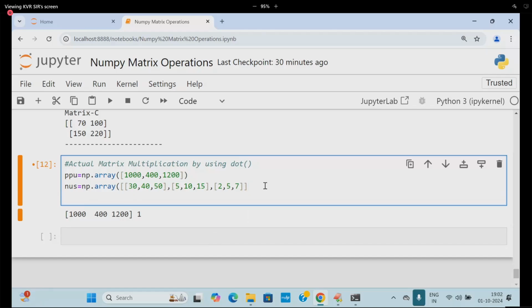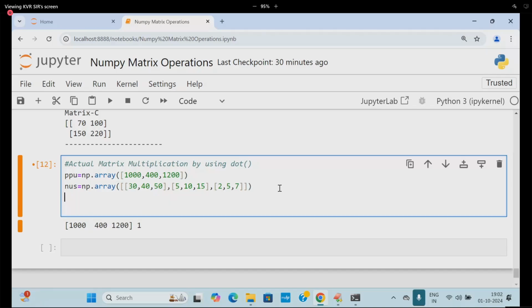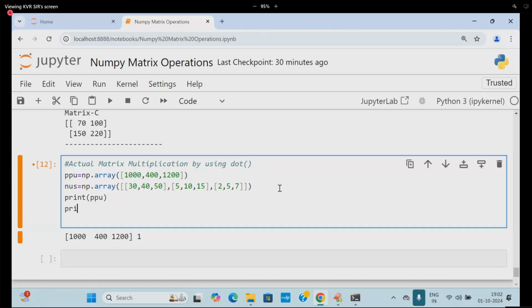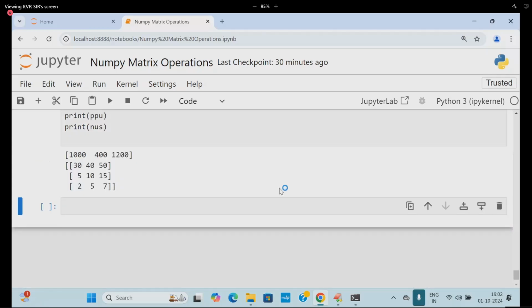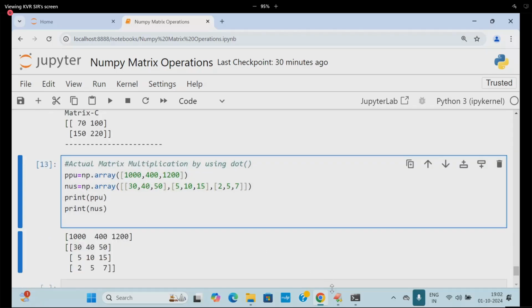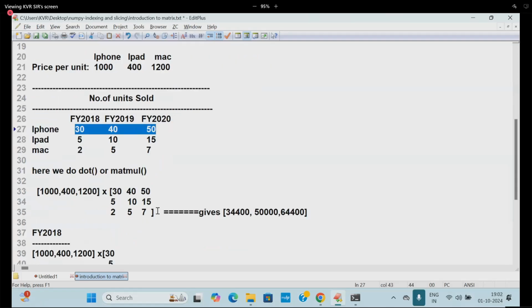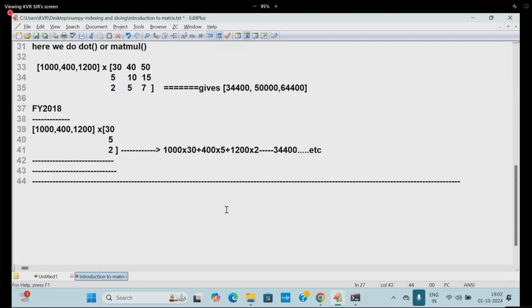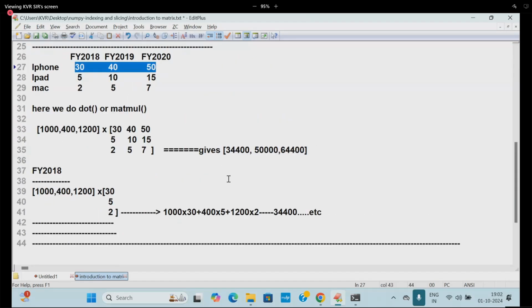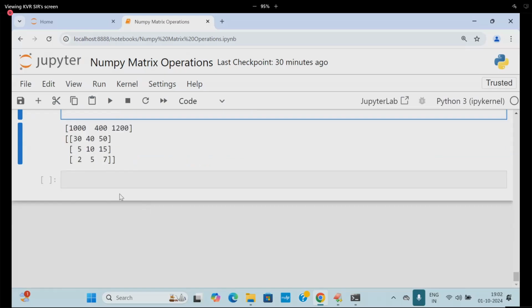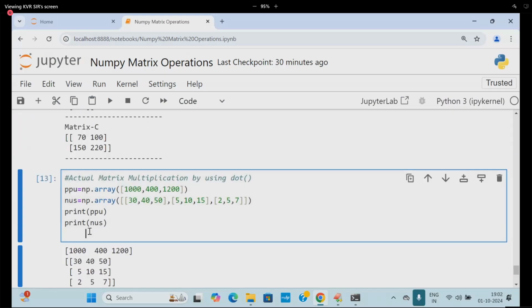So I will go for closing that. Here I will write it. So I'm printing PPU, and print of NUS. So I'm getting like this. Understood that? Now our problem statement says what? This is an answer I need to get or not? Yes, sir. So there I'm going to write it.